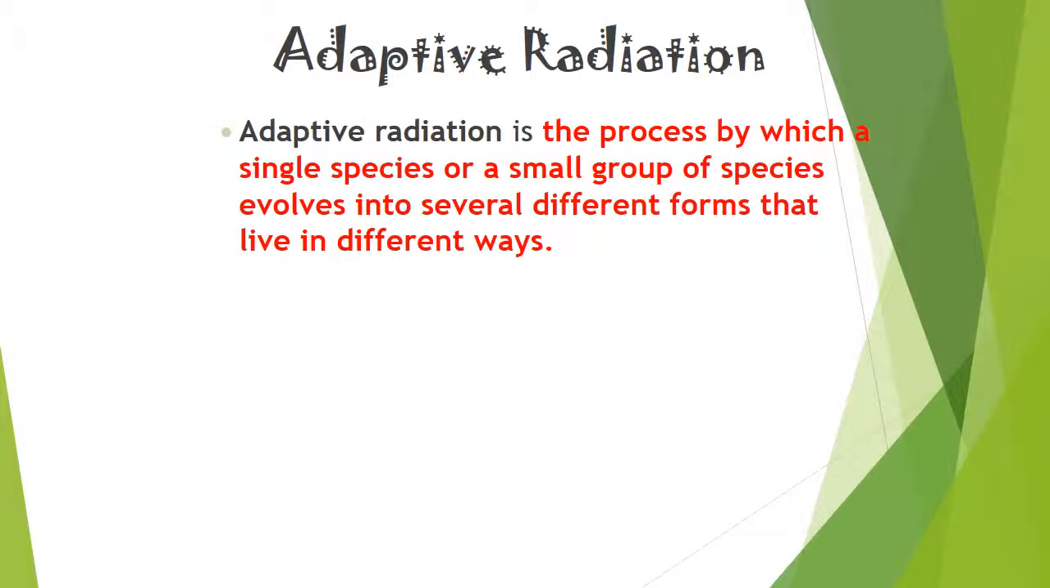So one of the first things that we're going to talk about as a mechanism of evolution is something called adaptive radiation. And according to textbook definitions, this is the process by which a single species or a small group of species evolves into several different forms that live in different ways. So try to think of an example where it's a species of organism that has now evolved into lots of different species that live in slightly different ways.